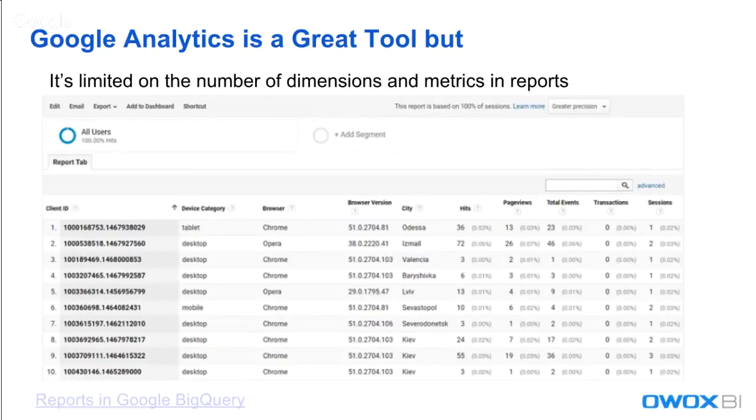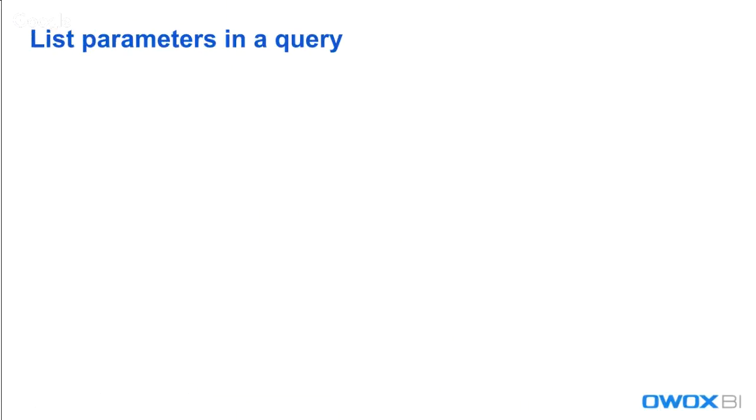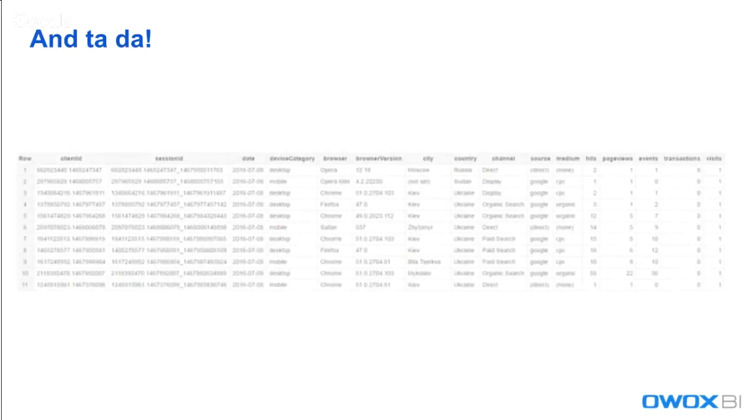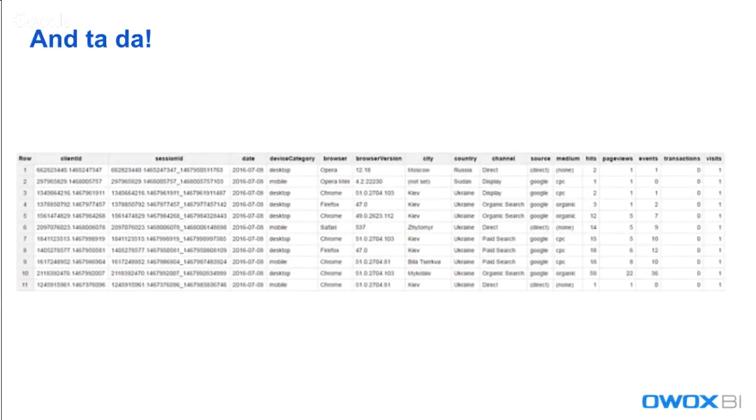But in Google BigQuery, there are no limitations like that, and you can run such a query just listing those parameters in one query. So it will look like that. That's how half of the query will look, and ta-da! The whole report will look like that.